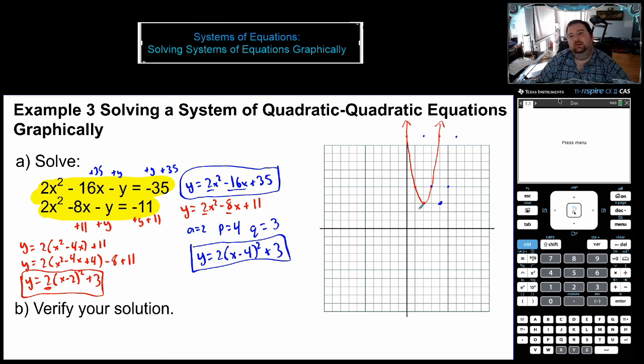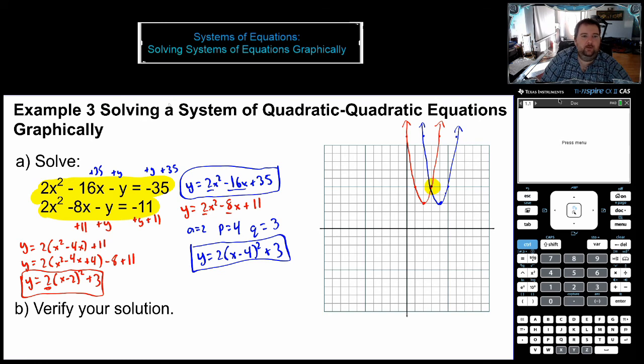There. Okay. And graph. Good enough. And so we can now identify where that point of intersection is. That point of intersection is right there. And what is that point?